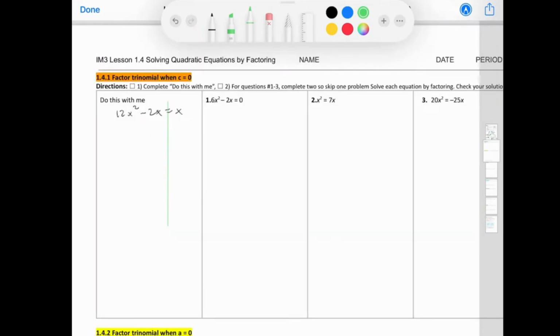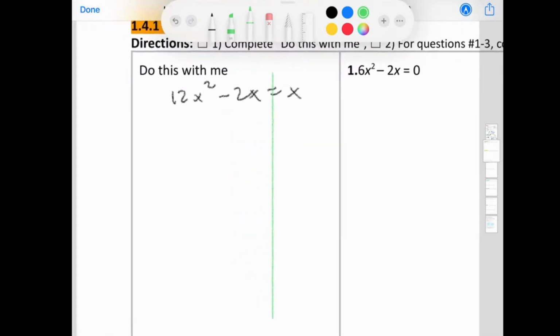All right, 1.41, let's factor a trinomial, but when your C value is equal to 0. Directions say complete this, do this with me. I'm going to show you how to do this problem in 2 ways. So let's call this number 1, the first way. Okay, I have a quadratic trinomial here.